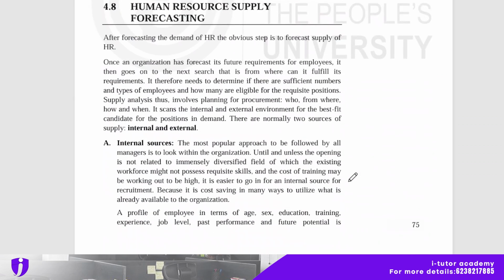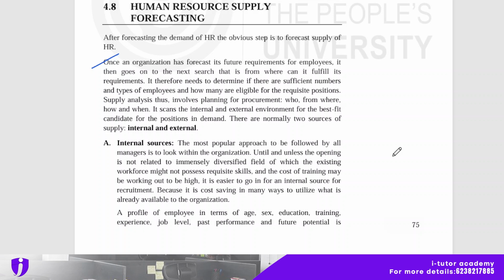Okay, and next is human resource supply forecasting. After forecasting the demand of HR, the obvious step is to forecast supply of HR. Once an organization has forecast its future requirements for employees, it then goes on to the next search, that is, from where can it fulfill its requirements. It therefore needs to determine if there are sufficient numbers and type of employees and how many are eligible for the requisite positions. Supply analysis thus involves planning for procurement: who, from where, how, and when.